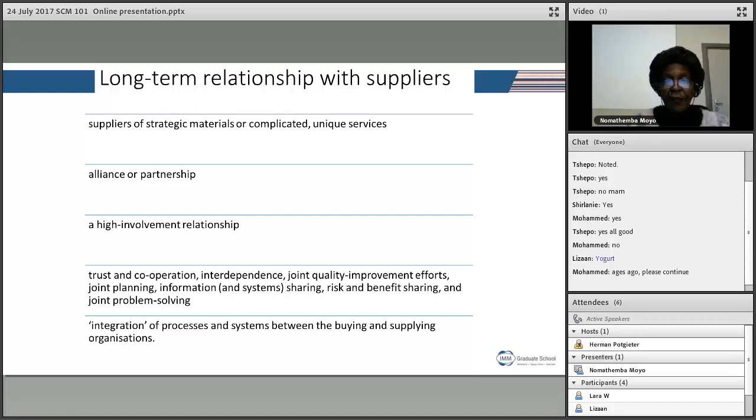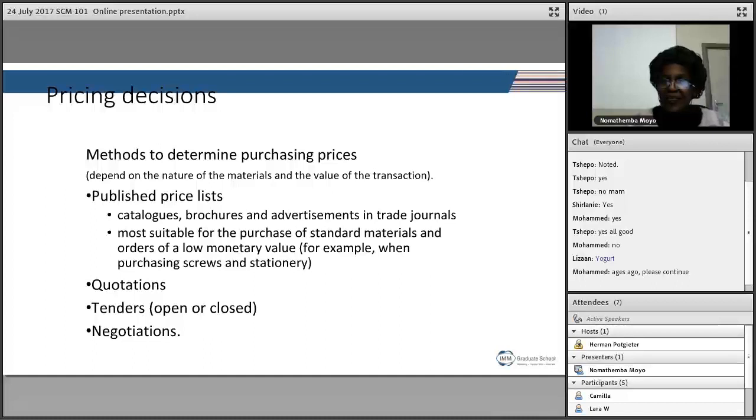And then integration of processes. You are working together. You are trying to bring a seamless relationship where your organizations work, integrate, and they work together. That is integration of processes and systems between the buying and supplying organizations.